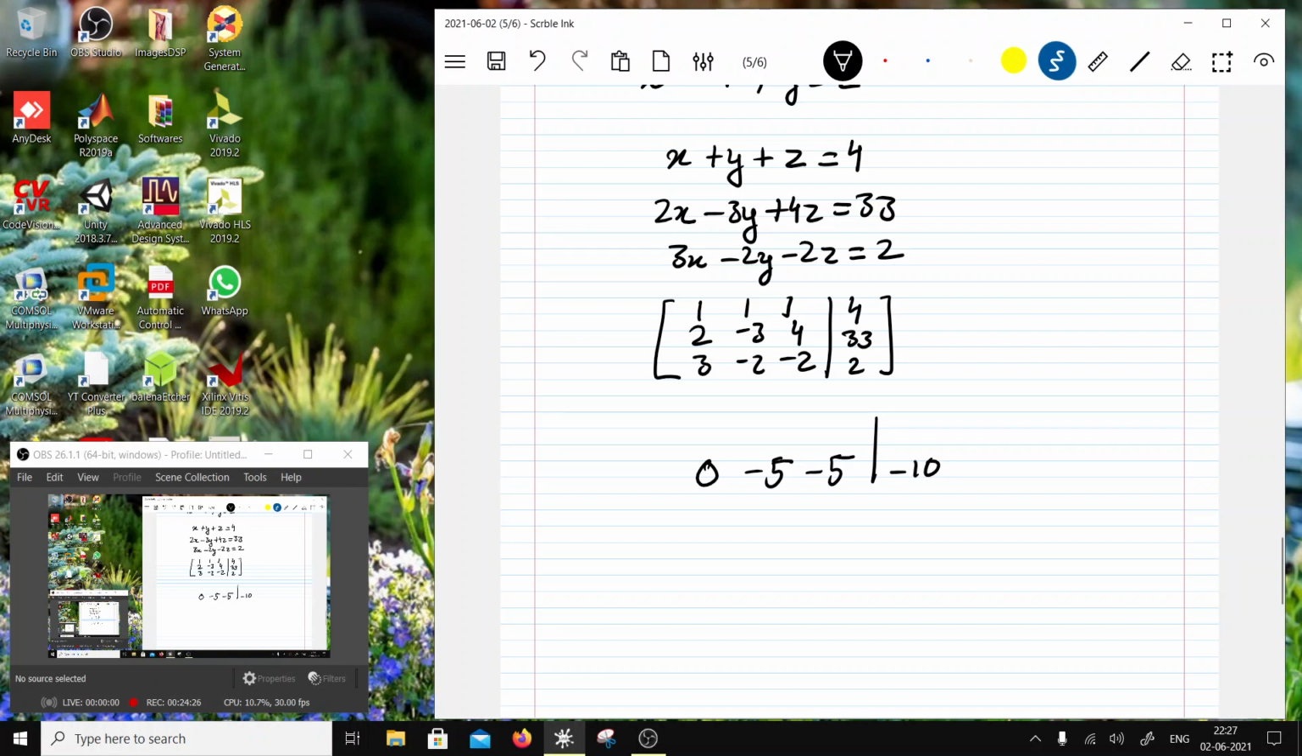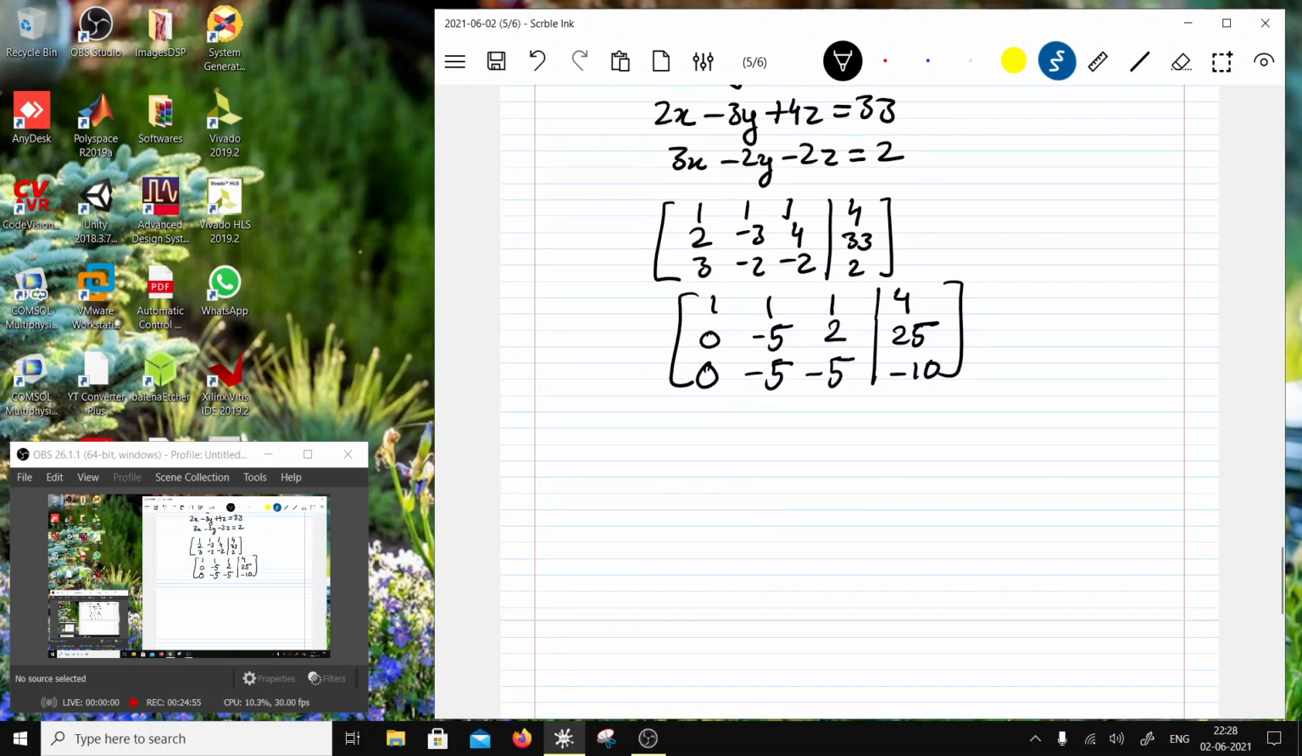Okay, so the next thing is I'm going to again multiply the first equation by 2 and subtract from the second. So I'll have 0 here, and then minus 5 here, and then 4 minus 2 is 2 here, right? And then 33 minus 8 is going to be 25, right? Then I have 1 1 1 and 4. So now this matrix is equivalent to the top matrix.